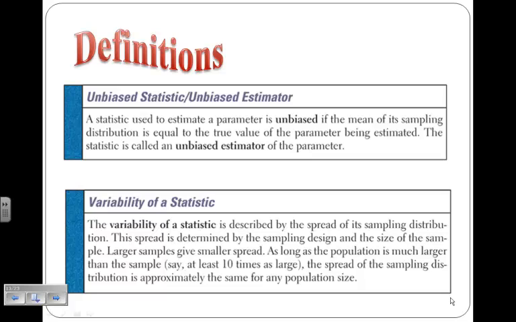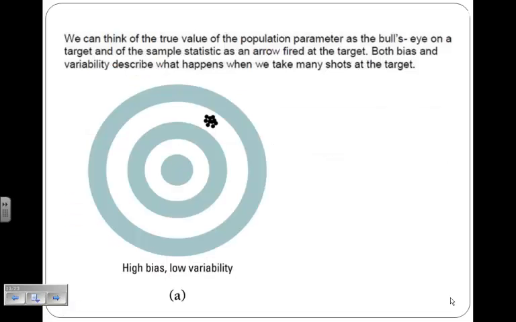Variability of a statistic is described by the spread of the sampling distribution. The spread is determined both by the sampling design and the size of the sample. Larger samples give smaller spread. So as long as the population is much larger than the sample, say at least 10 times as large, the spread of the sampling distribution is approximately the same for any population size. So for large samples, we're going to get less variability, which is a good thing. Small samples give more variability, which is not always a good thing.